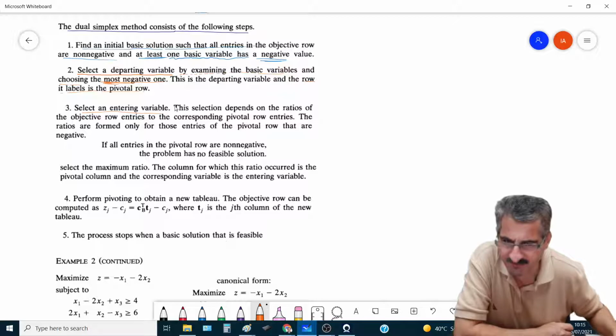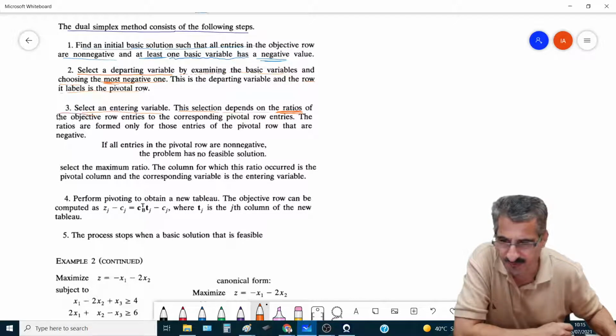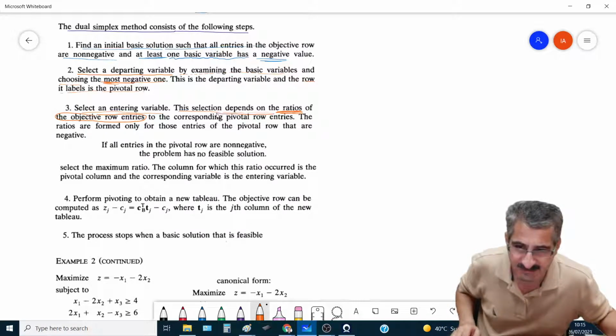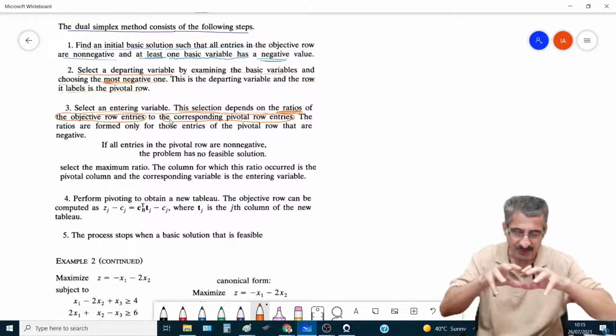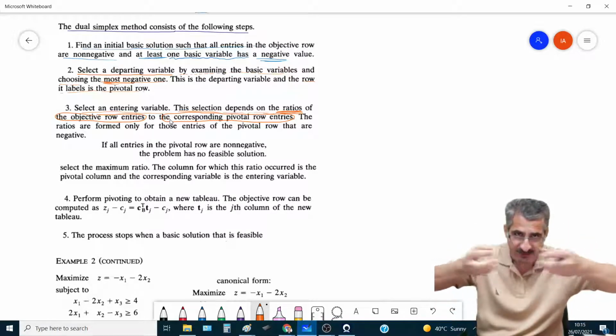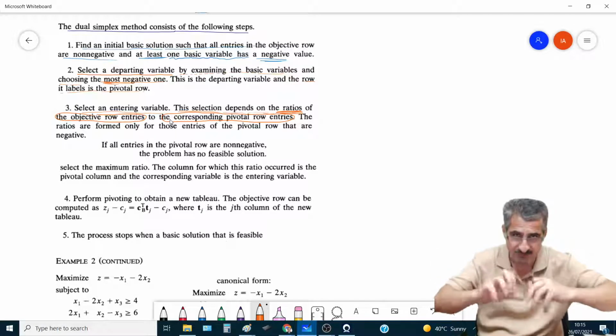Select an entering variable. This selection depends on the ratios of the objective row. So it talks about the ratios of the entries in the objective row to the corresponding entries in the pivotal or departing row. So we will take these ratios.